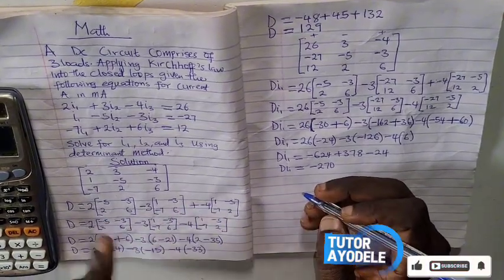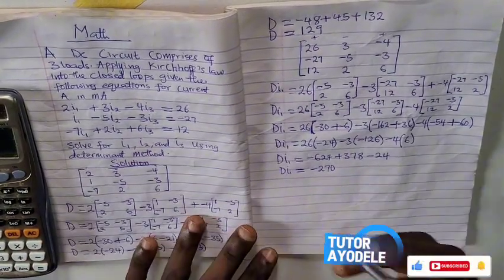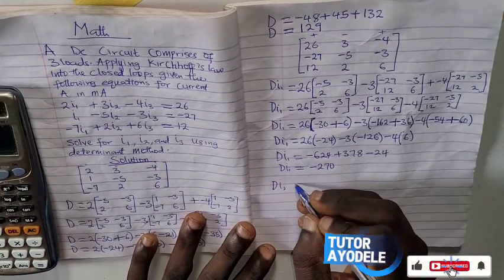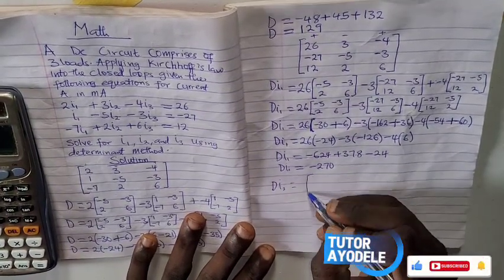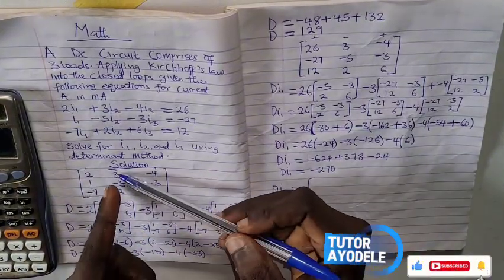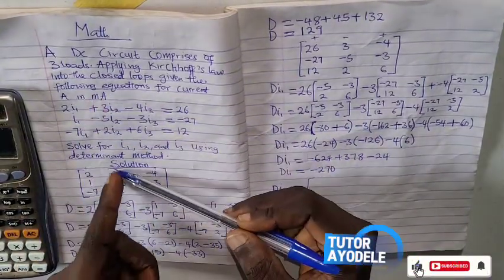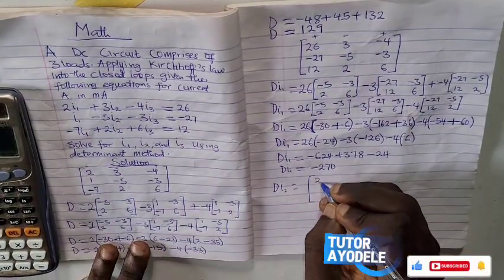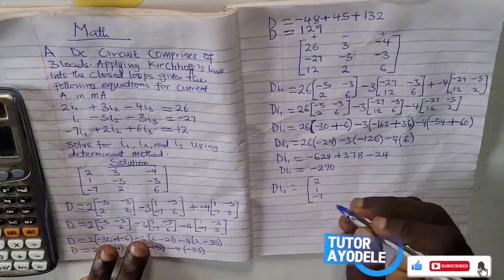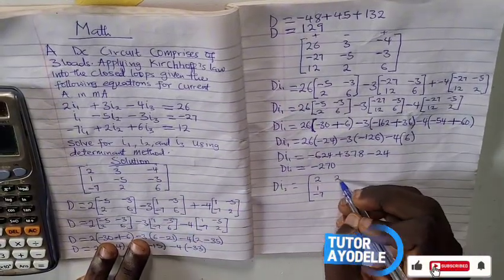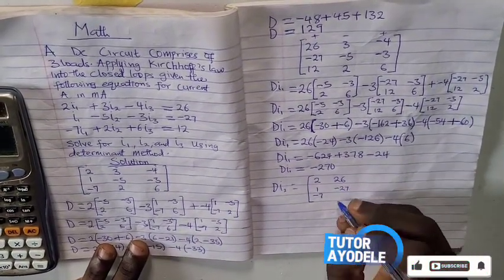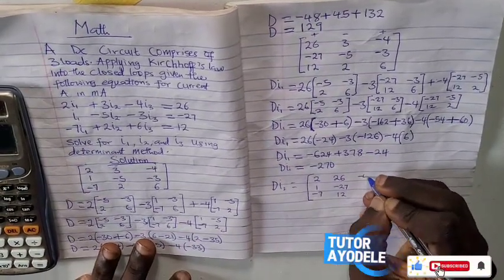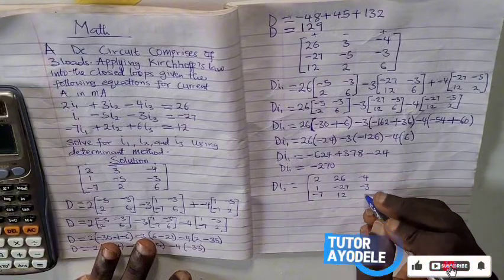So let's calculate the determinant of the second current, that is I2. To calculate di2, I will replace the I2 column. You know, the I2 is at the middle. I will replace this with this. So we have this first, which is 2, 1, minus 7. I will replace this with this. I will have 26 minus 27, 12. And then here, I will have minus 4, minus 3, 6.